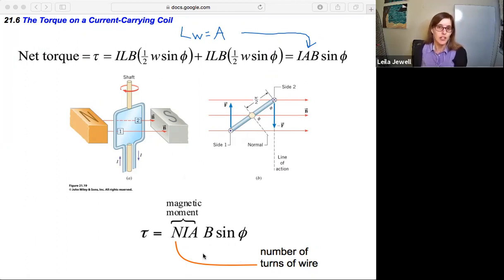Another important note here is this is how we calculate the total torque with all of these terms. But another important factor that pops up in solving these problems is something known as the magnetic moment. And the magnetic moment is everything in front: the number of turns times the current times the area. So now that we've seen these equations, let's take a look at an example.